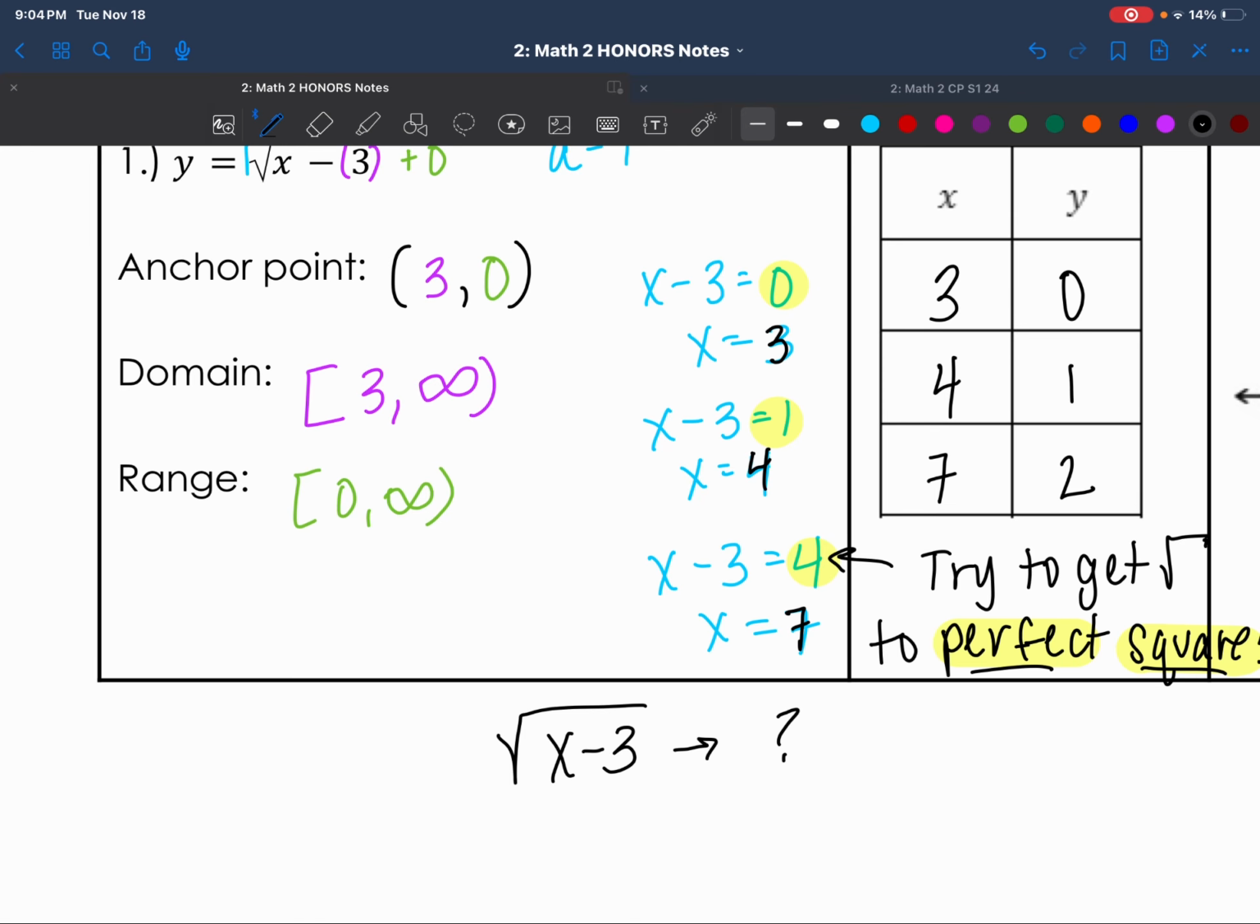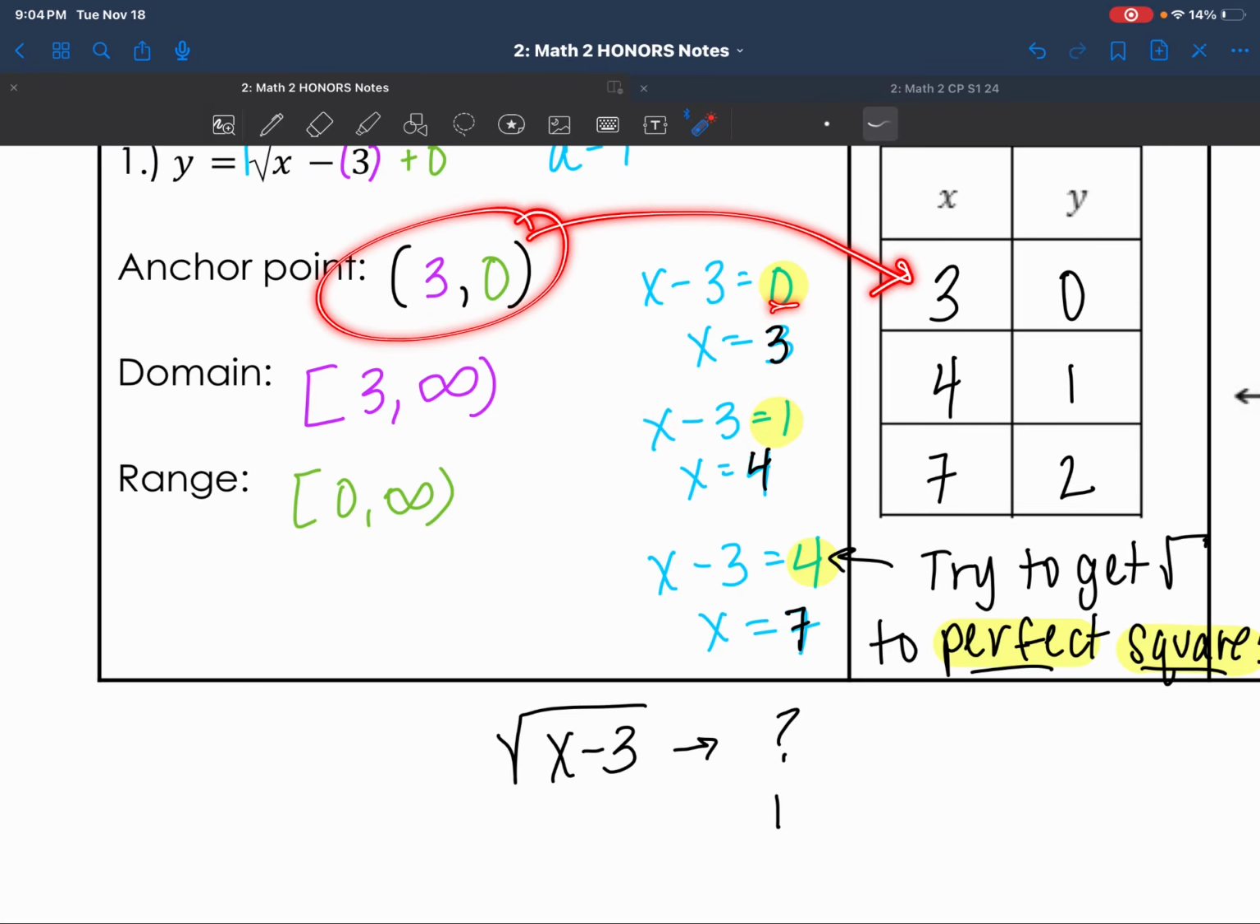And then the next one would be 1. What do we need to put under the radical to get 1? If we add 3 to this side, we're going to get x equals 4. So if we make x 4, we're going to get 1. So that's where you put that. Notice your anchor point is the first one, where it's 0. And then our next perfect square, we want to get to 4. So we have to think, what minus 3 equals 4? If you add 3 to this side, you're going to get 7. So if we make x 7, that's going to give us 4.